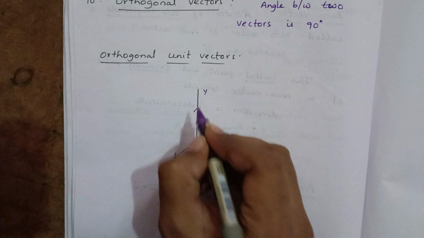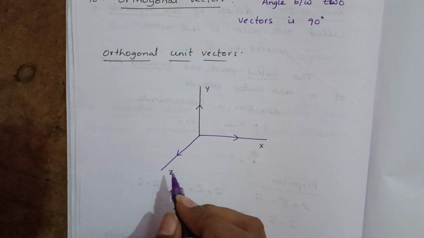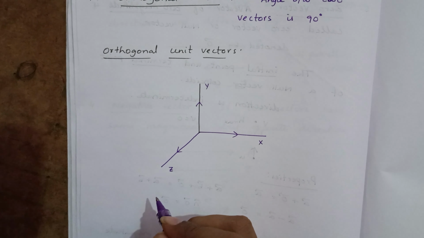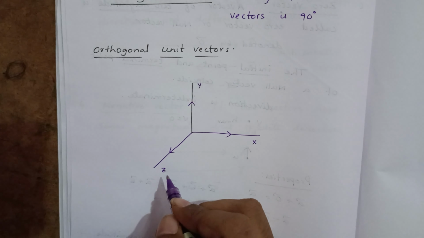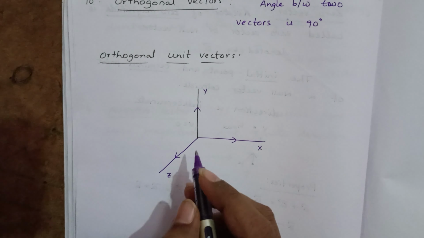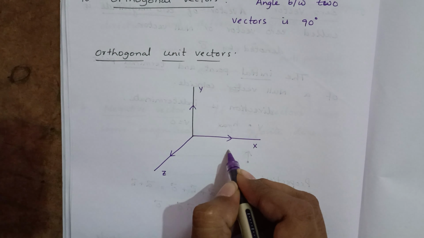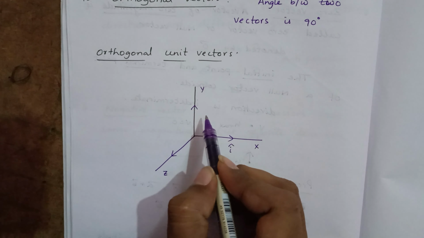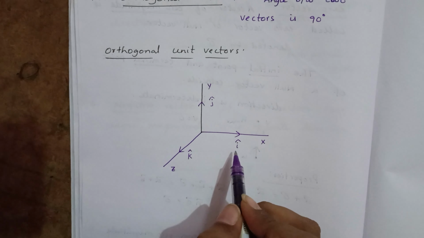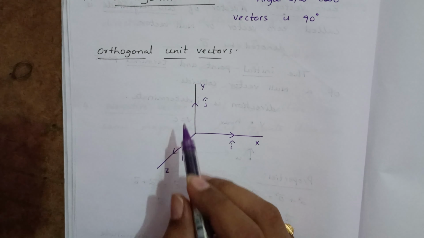X-axis, y-axis, z-axis. The three are mutually perpendicular to each other. Now, the unit vector along the x-axis is i cap, the unit vector along the y-axis is j cap, and the unit vector along the z-axis is k cap. i, j, k are the unit vectors of x, y, z.